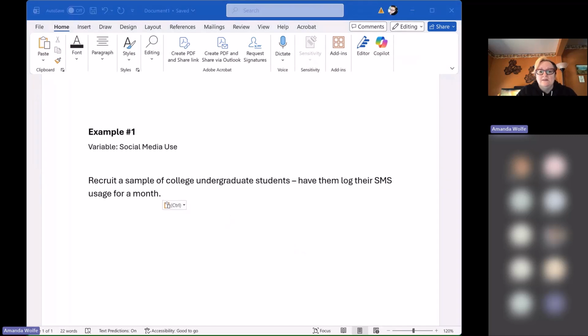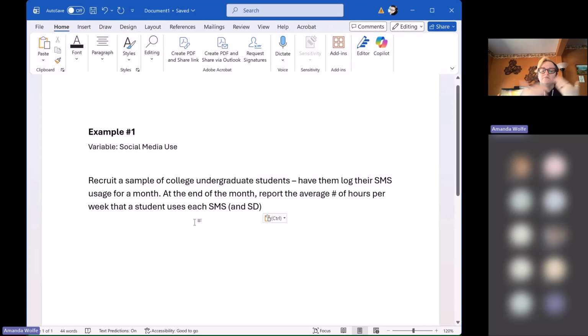And maybe my question is, I think college students use social media more than regular people. At the end of that month, I'm just going to tabulate everybody's hours, what's their average number of hours per week that you use social media, okay? And then I'm going to just report on that. I'm clearly just measuring that variable.